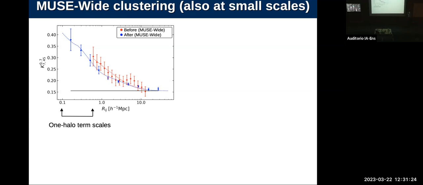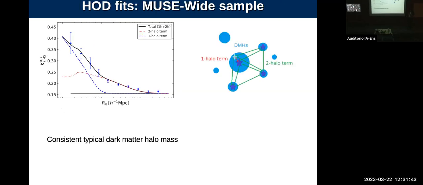And I have done those same measurements at small scales, so at the scales that are relevant for the one halo term, or these small HOD modeling clustering scales. So now we'll only focus on the total clustering signal, this one that covers the small and large scales, and I will find the best HOD fit to my data. That is what I represented in black.